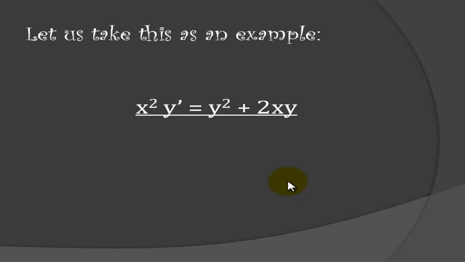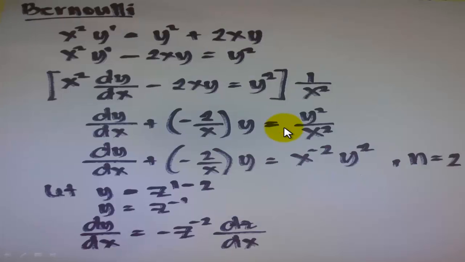Now let us take this as an example: x squared y' = y squared + 2xy. Now let's solve this one. This is your Bernoulli equation.